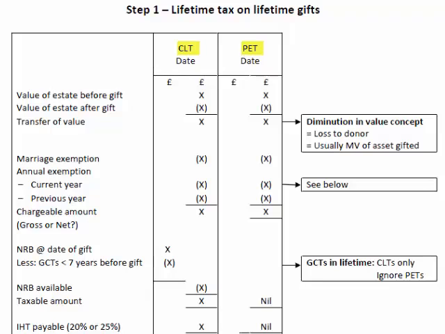This is the way that we've set out the computations in our material, and we've also provided a blank computation which you can use when practicing questions to save you some time and until you've learnt the computation off by heart. The first step in this computation is to calculate the transfer of value. That is the amount which the donor has given away. Now this is often simply the cash value if it's a cash gift, or the value of the asset gifted if it's a gift of a specific asset.